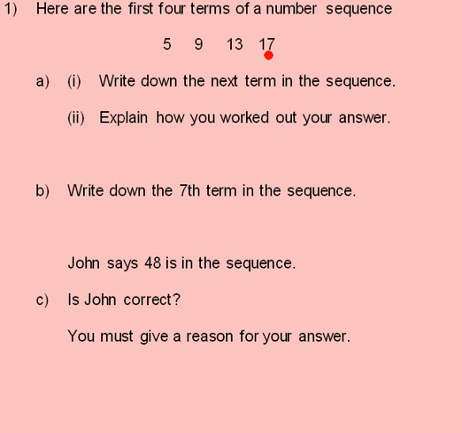If I look at the number sequence, I can see that to get from 5 to 9, I add 4. From 9 to 13, I add 4. And from 13 to 17, I add 4. So the next number in the sequence must be 17 add 4, which is 21. To explain how I worked out my answer, I added 4 to the previous term.